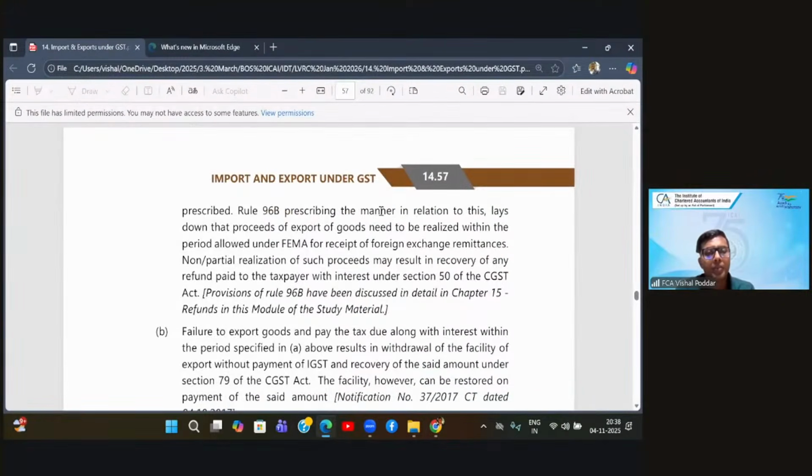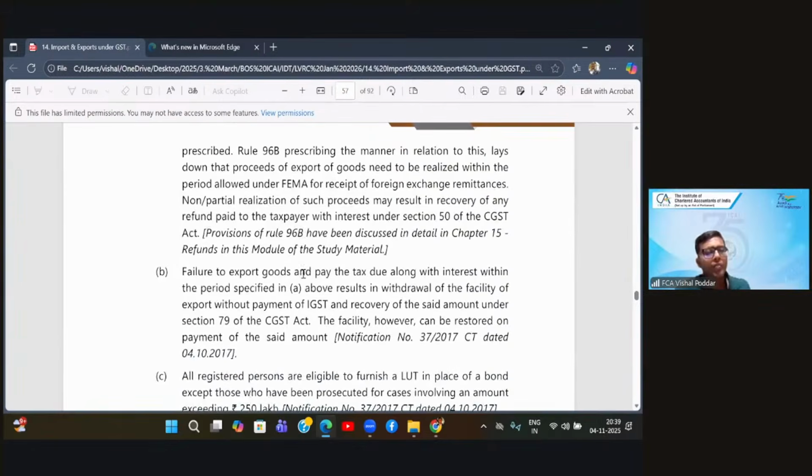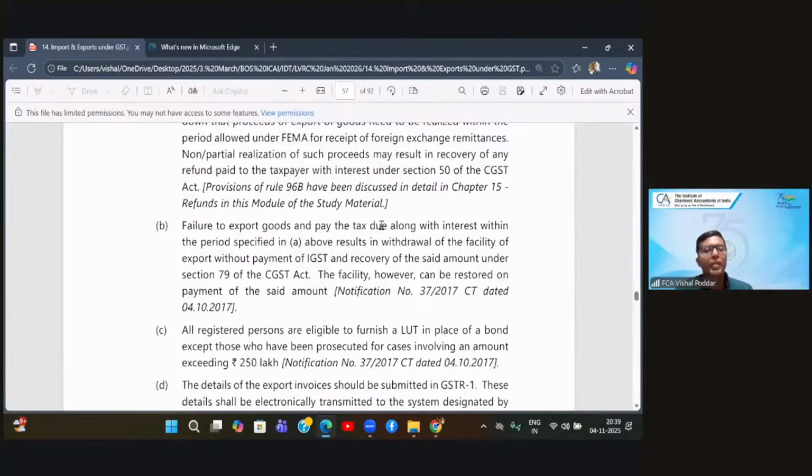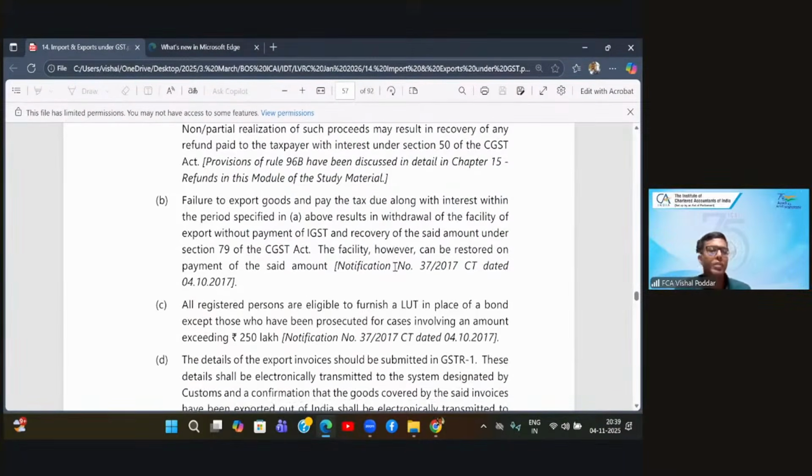Now, Rule 96B prescribing the manner in relation to this lays down that the proceeds of export of goods need to be realized within the period allowed under FEMA for receipt of foreign exchange remittances. Non or part realization of such proceeds may result in recovery of refund. So whatever refund you have received, you will have to return it back. Failure to export goods and pay the tax due along with interest within the period specified in A above results in withdrawal of facility of export without payment of IGST and recovery of the said amount under section 79.